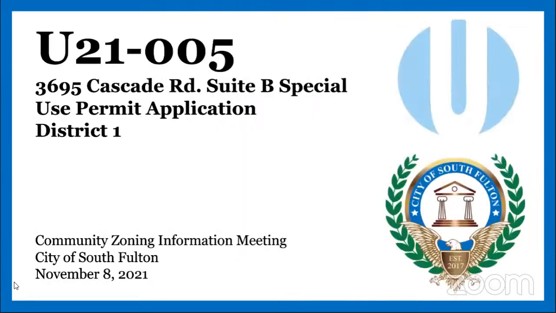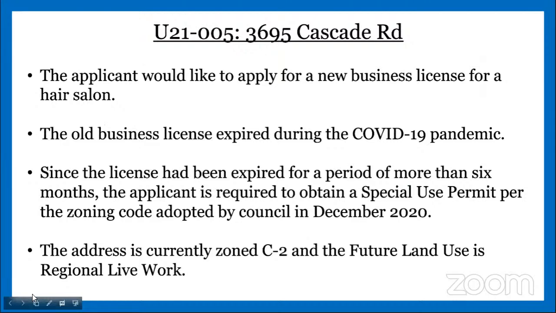Thank you. So our next case is U21005, and this is a use permit application for a hair salon. The applicant is applying for a new business license for a hair salon.